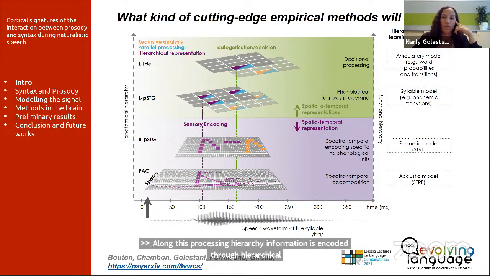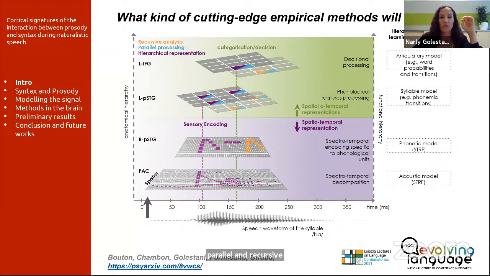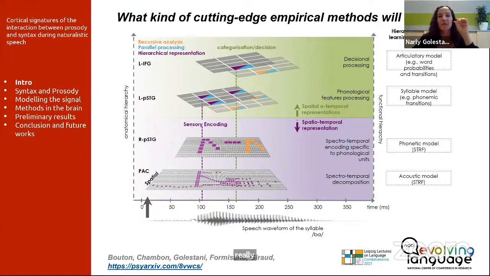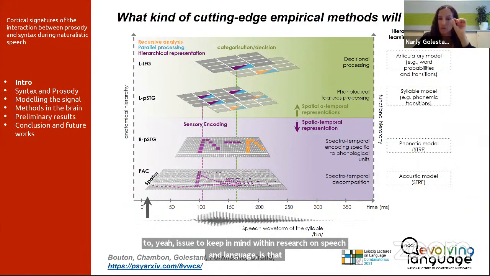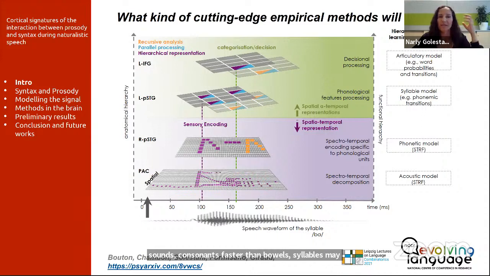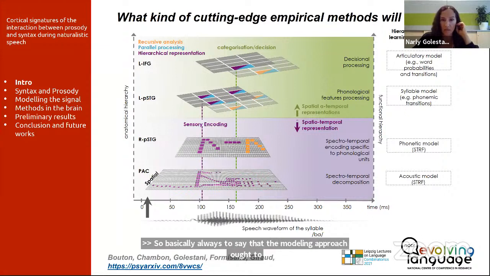So, an important point again with respect to using model-based approaches is really an issue to keep in mind within research on speech and language: different features of interest occur at different timescales. So speech sounds occur over, stop consonants are faster than vowels, syllables occur over a slightly longer timescale, and then words, of course, on an even longer time scale, and so forth. So basically, all this to say that the modeling approach ought to be adapted for the temporal granularity of the level of speech processing that's being examined.